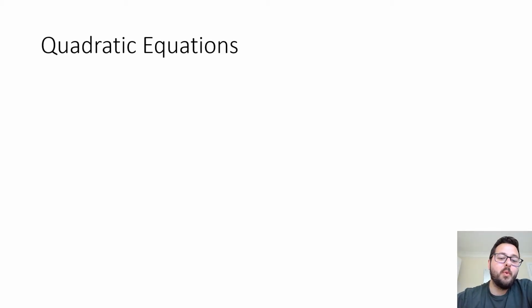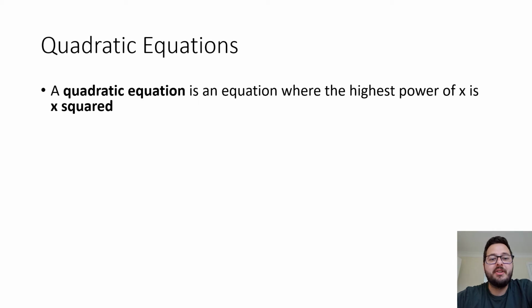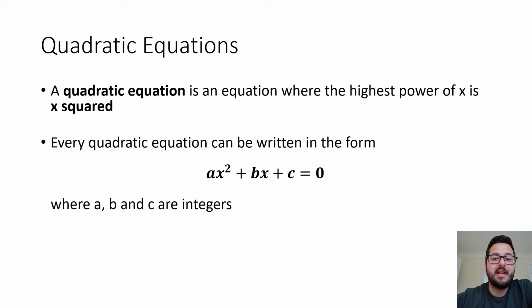Okay, so first of all, what is a quadratic equation? A quadratic equation is an equation where the highest power of x is x squared. Every quadratic equation can be written in the form ax squared plus bx plus c. So the highest power is x squared, and we can always write it as ax squared plus bx plus c equals 0, where a, b and c are what we call integers.